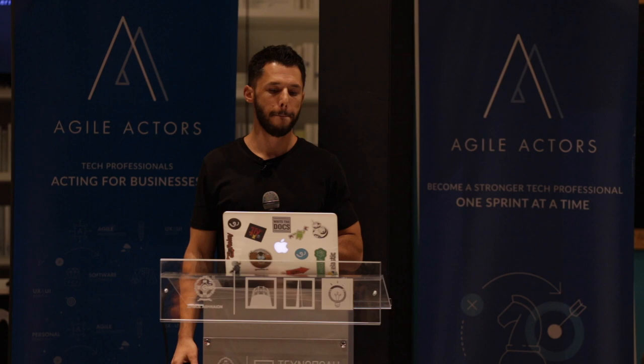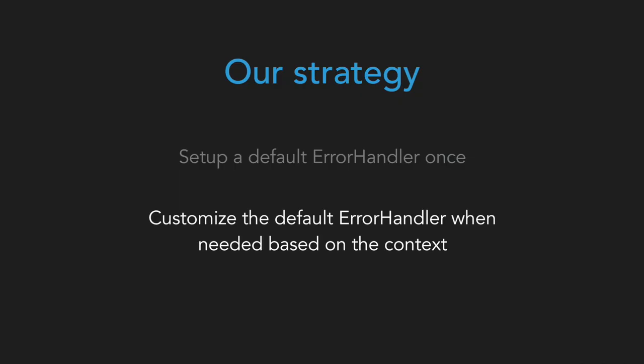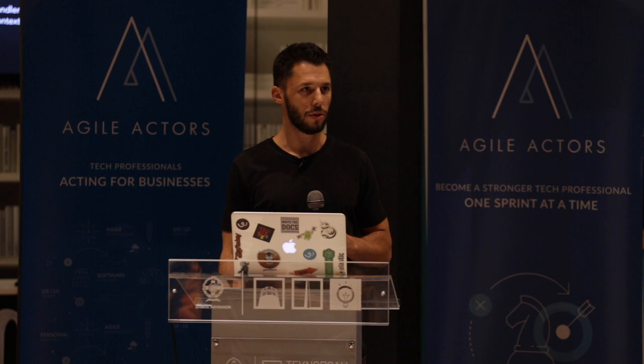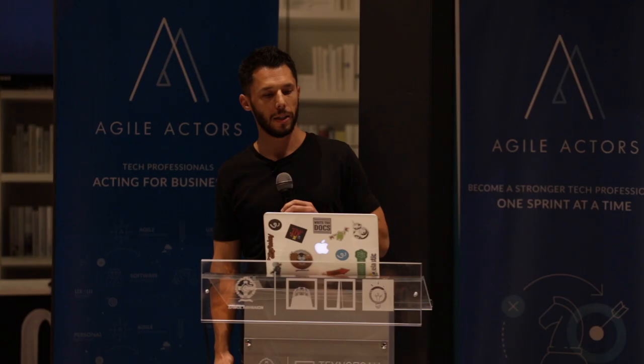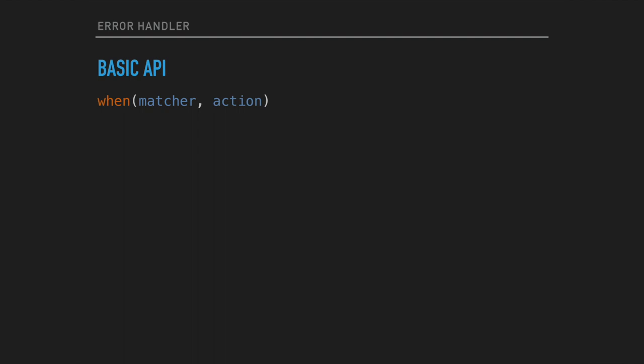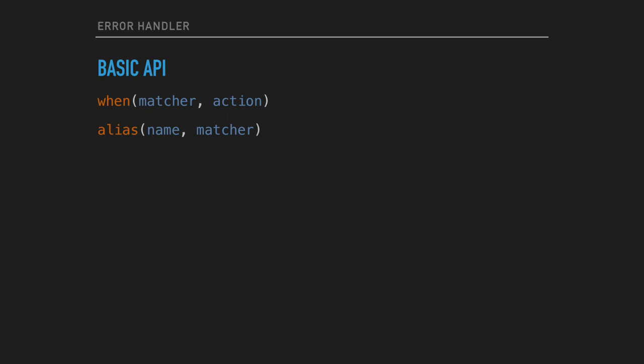So, the strategy. We set up a default error handler once, okay, to deal with every error in his app. And we customize it for every screen, for every action that needs customization. You know, it needs a little bit of something to deliver the best user experience. Its API is pretty straightforward. It's a when matcher, which is a predicate, okay? It's a function that returns true or false. When something happens, perform an action.